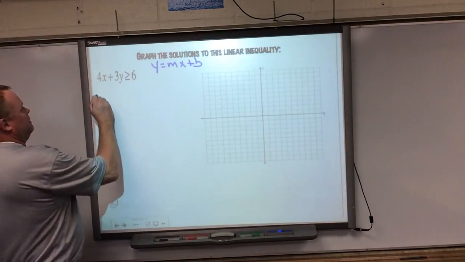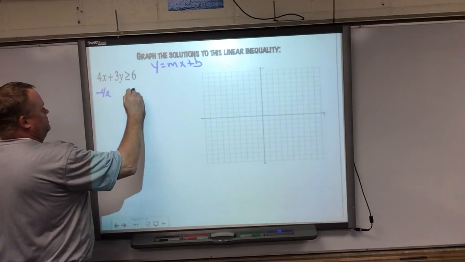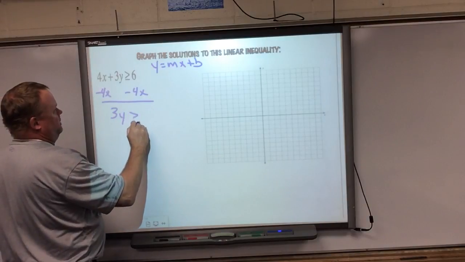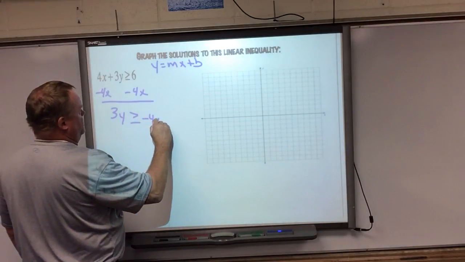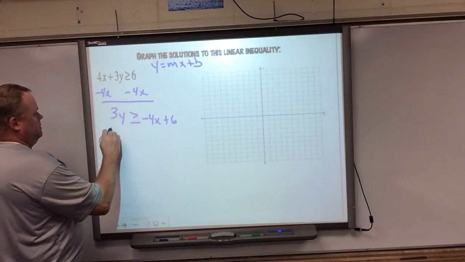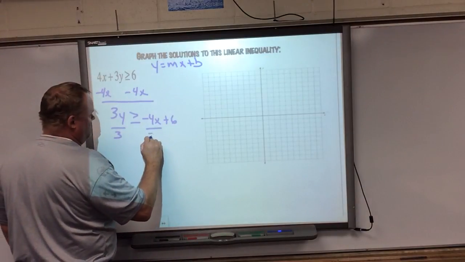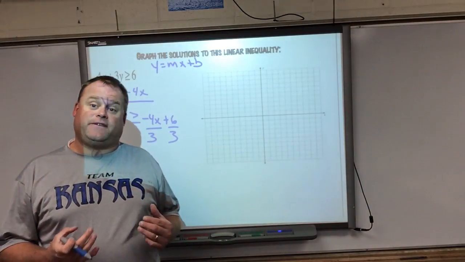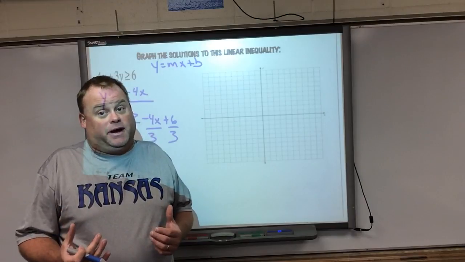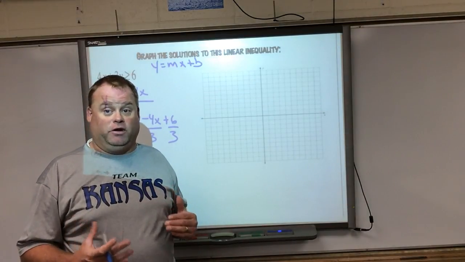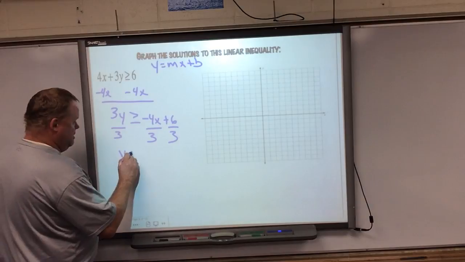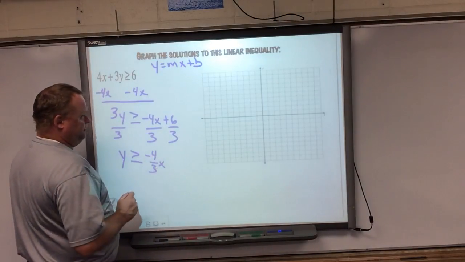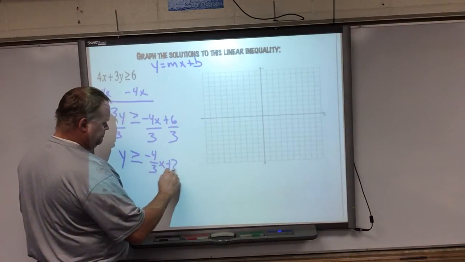So what does that mean? I have to move this 4x, which means I have to subtract it. It's going to give me 3y greater than or equal to negative 4x plus 6. Divide by 3 across the inequality. Since I did not divide by a negative or multiply by a negative, I do not need to flip my inequality sign. It's going to stay the same. So y greater than or equal to negative 4/3 x. 6 divided by 3 is 2.